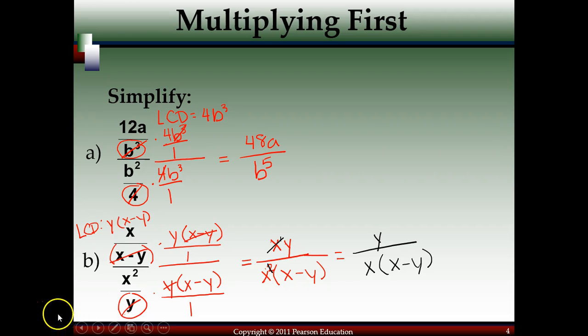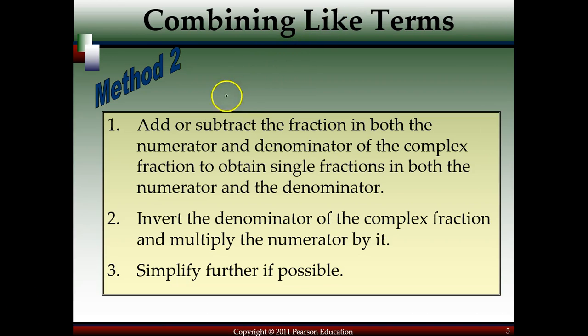Right, next slide, I'm going to show you another method. In this method, it says to add or subtract the fractions in both the numerator and denominator of the complex fraction to obtain a single fraction in both numerator and denominator.